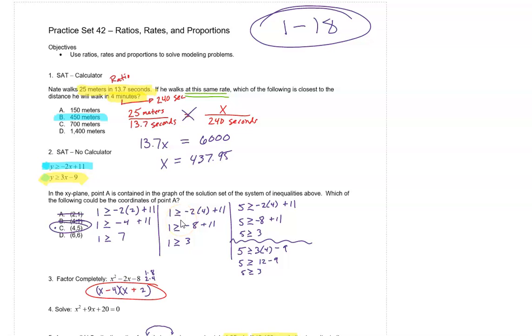I moved over to choice B, and again I plugged in 1 for the y and 4 for the x. When I simplified that down, my final statement was 1 is greater than or equal to 3. And that's also not true, so I crossed off choice B. When I got to choice C, I plugged in 5 for my y this time and 4 for my x. When I simplified, I got 5 is greater than or equal to 3, and that is true.